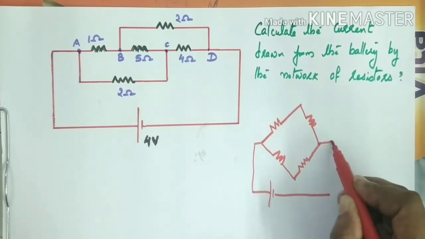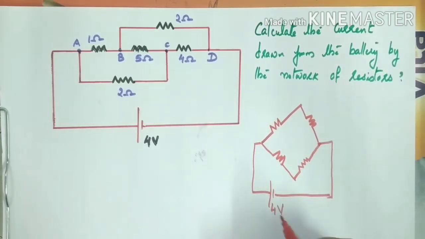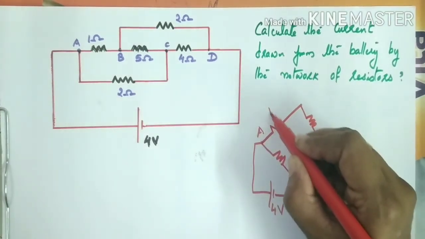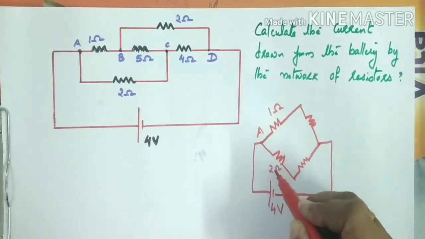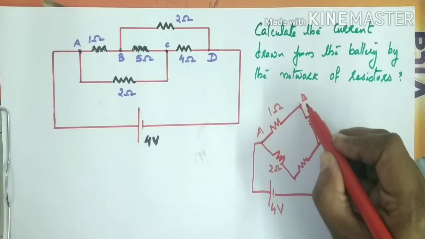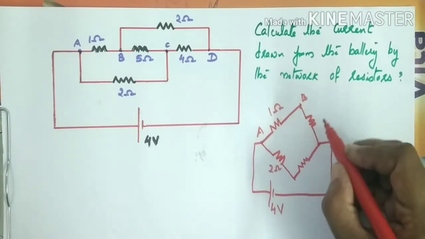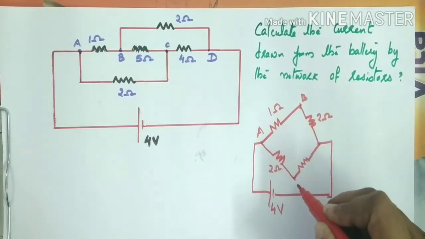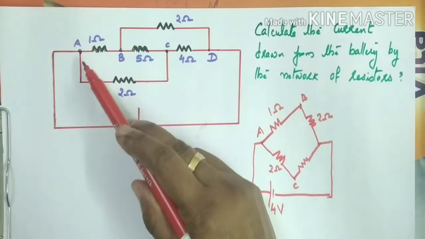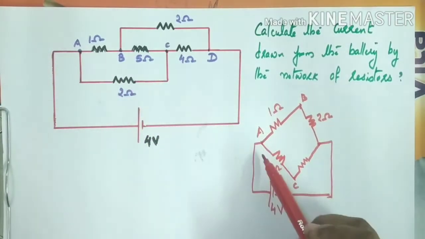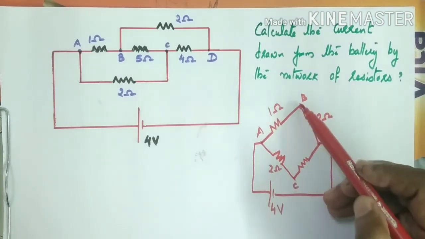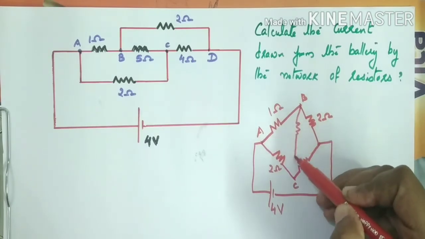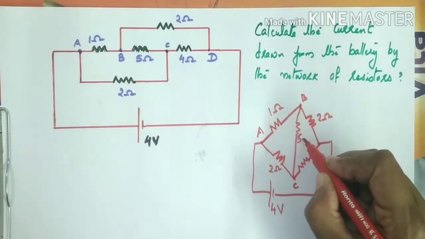Battery of 4 volt. From the positive of the 4 volt battery, this is A, isn't it? From A, 1 ohm is connected and 2 ohm is also connected, and the other point is B. From the point B, 2 ohm is connected, right. So, the point is C. The other end of the 2 ohm is connected to C. Across B and C, what is connected? 5 ohm is connected. So, this resistance is 5 ohm.